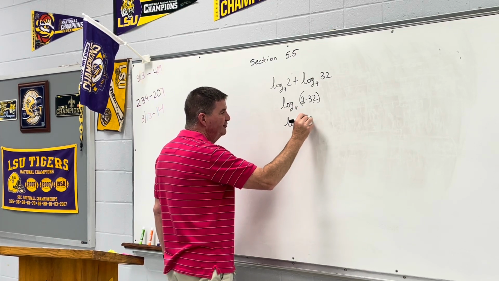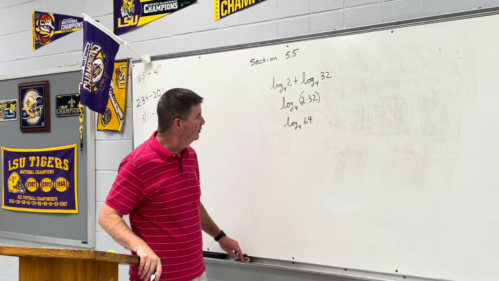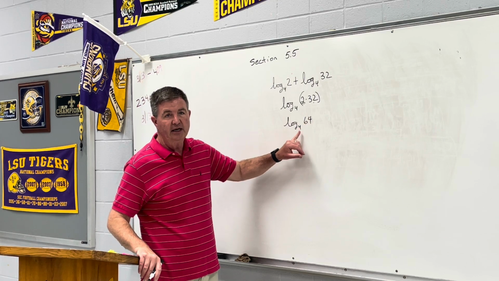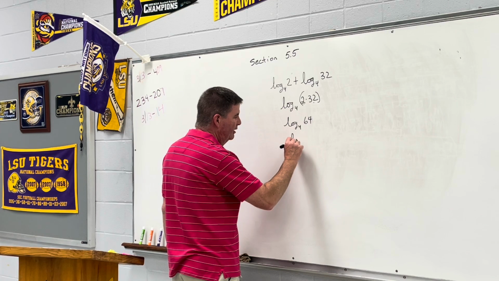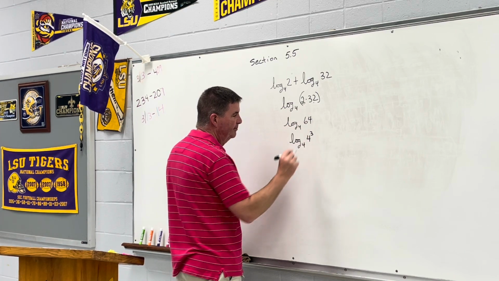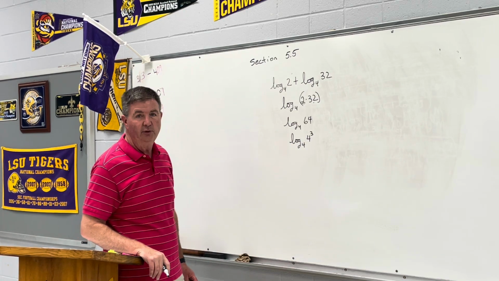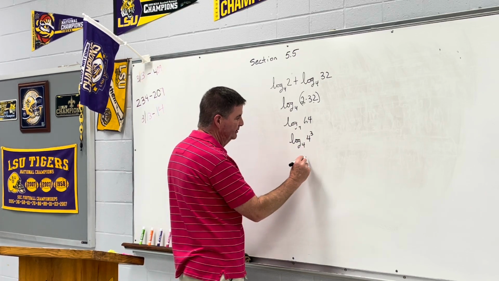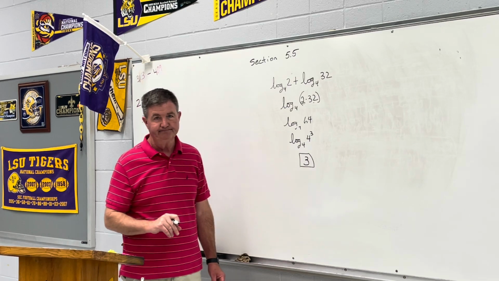of 64. Now when doing that, you have to be careful because if the number can be written as that base, we have to do it. So this could be log base 4 of 4 to the 3rd power, because 4 to the 3rd power is 64. And then this simplifies to simply 3. So the answer would be 3.